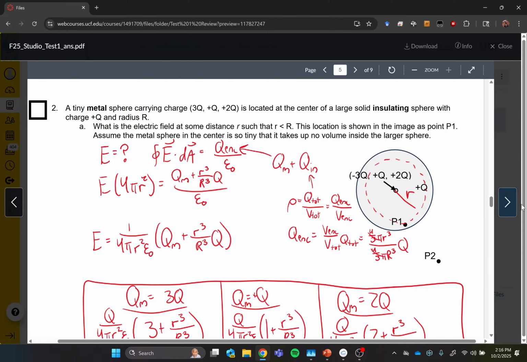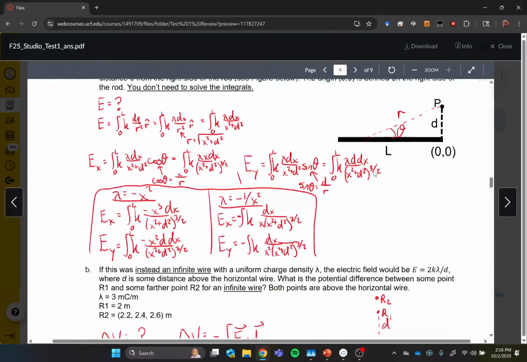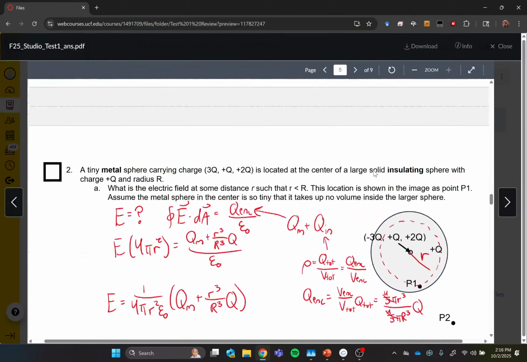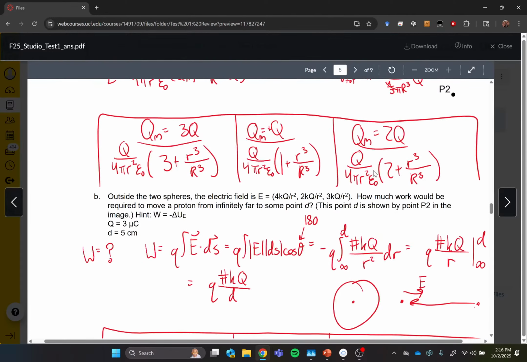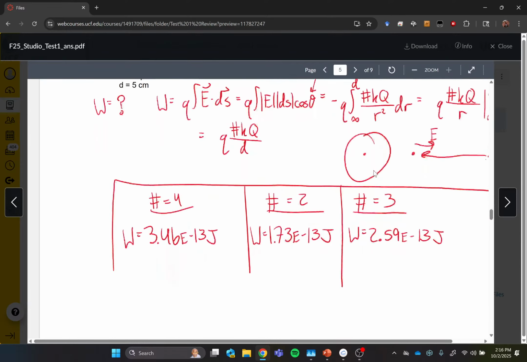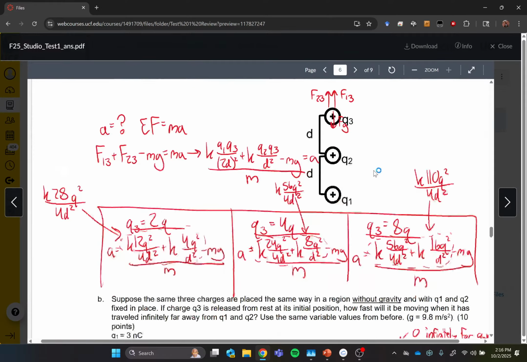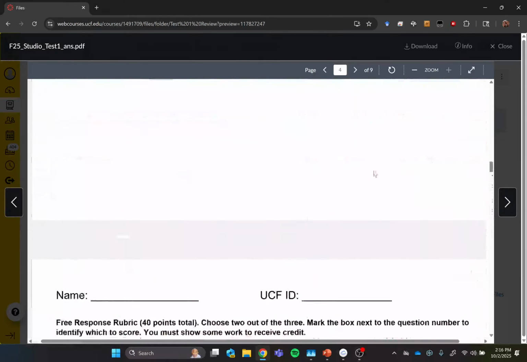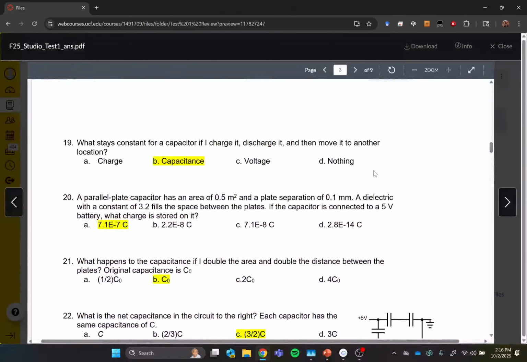But yeah, look through these and feel free to look through these. They're all here. None of this is going to show up in test 2, but the final does have this. It is good stuff to know because the final is cumulative.